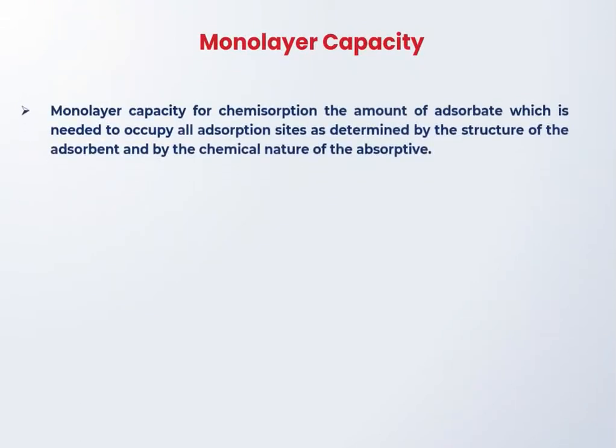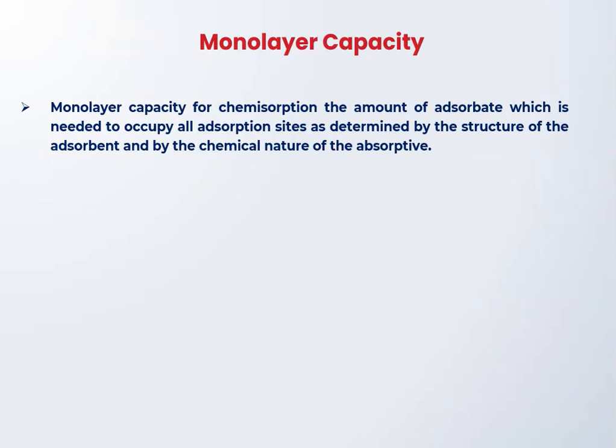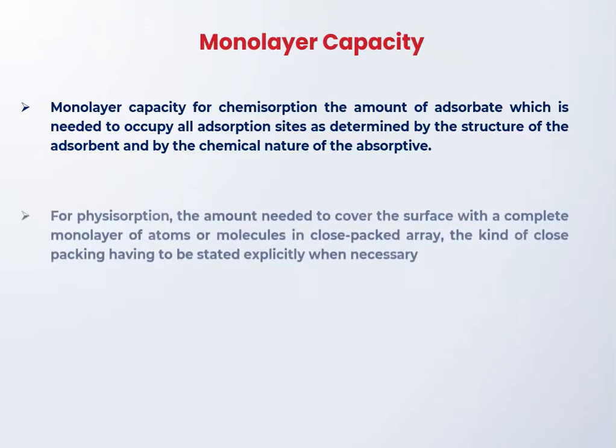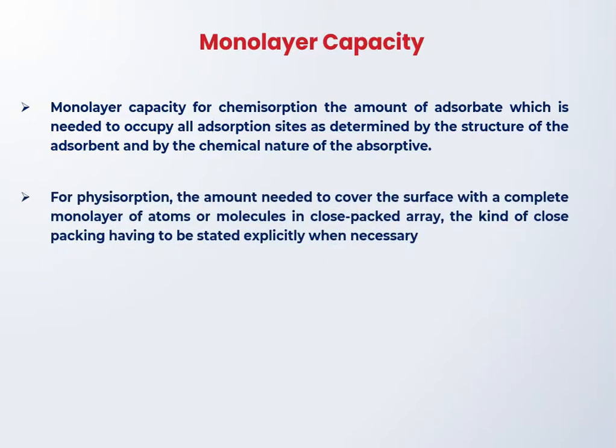Then monolayer capacity. Monolayer capacity for chemisorption is the amount of adsorbate which is needed to occupy all adsorption sites as determined by the structure of the adsorbent and by the chemical nature of the adsorptive. For physisorption, it is the amount needed to cover the surface with a complete monolayer of atoms or molecules in a close packed array, the kind of close packing having to be stated explicitly when necessary.